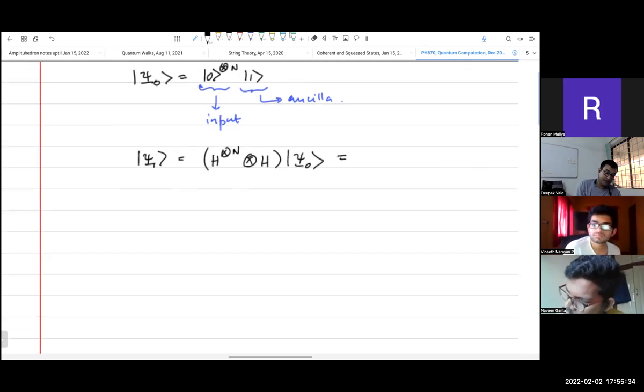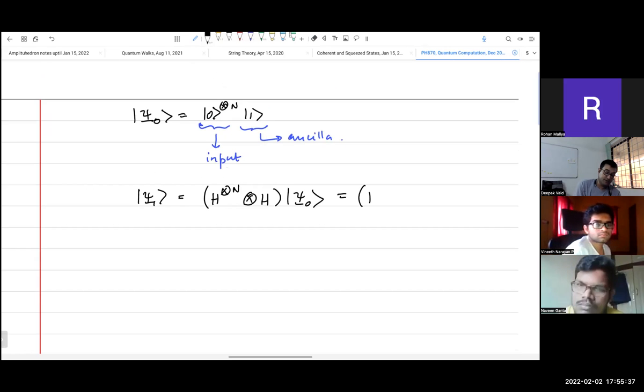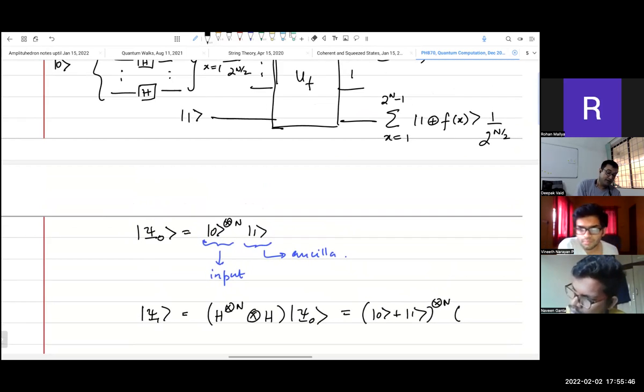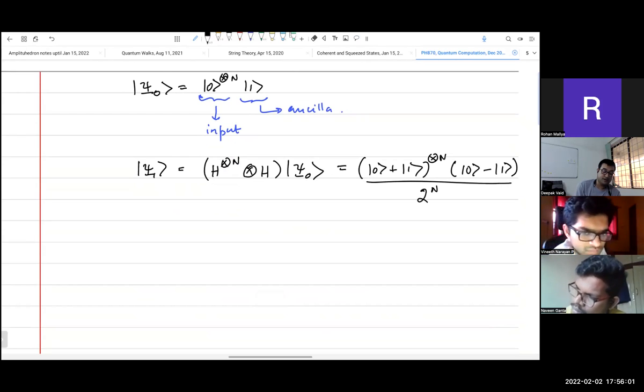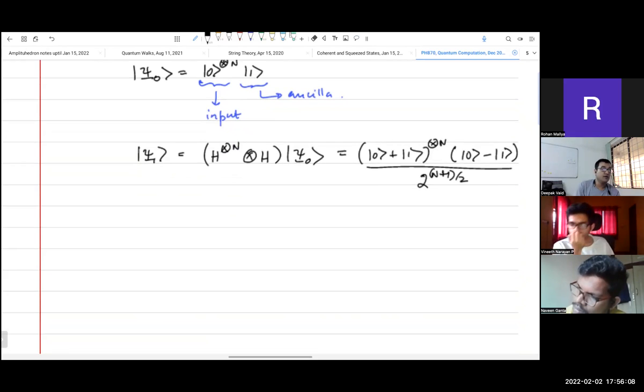And so, what is your output state? Your output state is this 0 plus 1 tensor n. And now the Hadamard acting on your input state. Right, this is your input state. The Hadamard acting on this gives you 0 minus 1. Right, it gives you the minus state. And then the whole thing divided by root of 2 to the n plus 1. Okay.